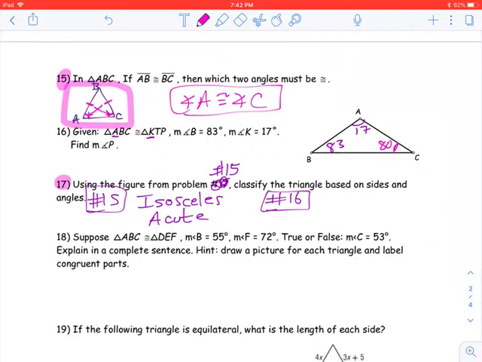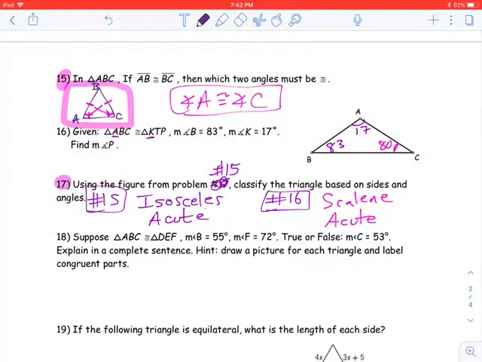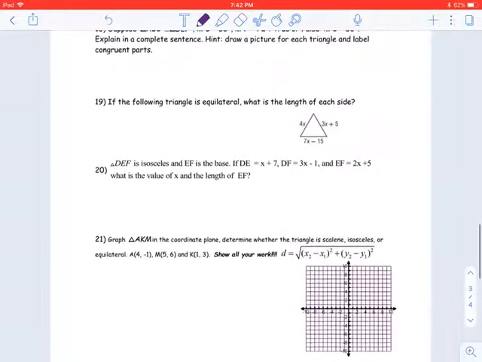So in that case, none of those are equal. None of those are obtuse. So that would be scalene, and that would be acute. Even though it doesn't look like it, that would be the case. Okay, so let's look at number 19 here, and then we'll move on to the proofs.